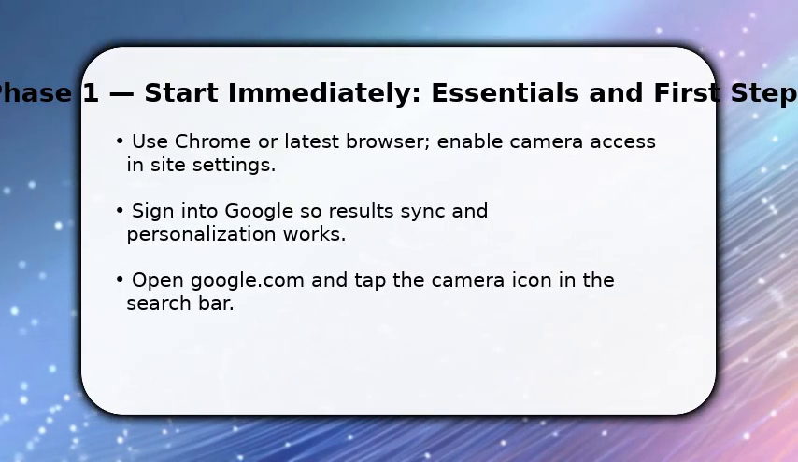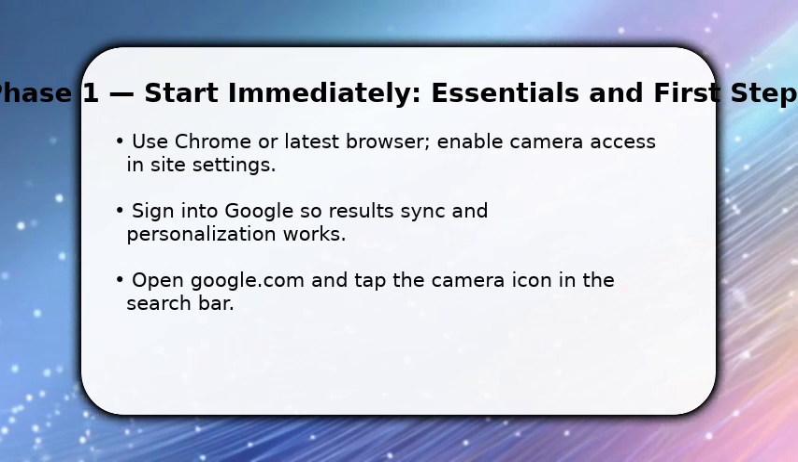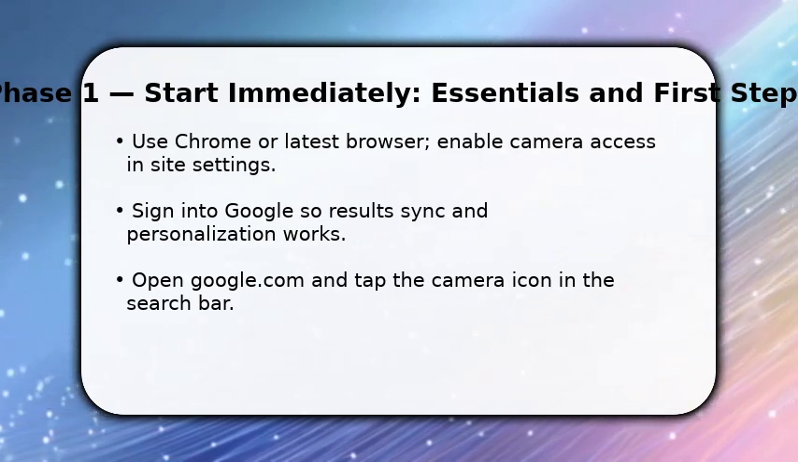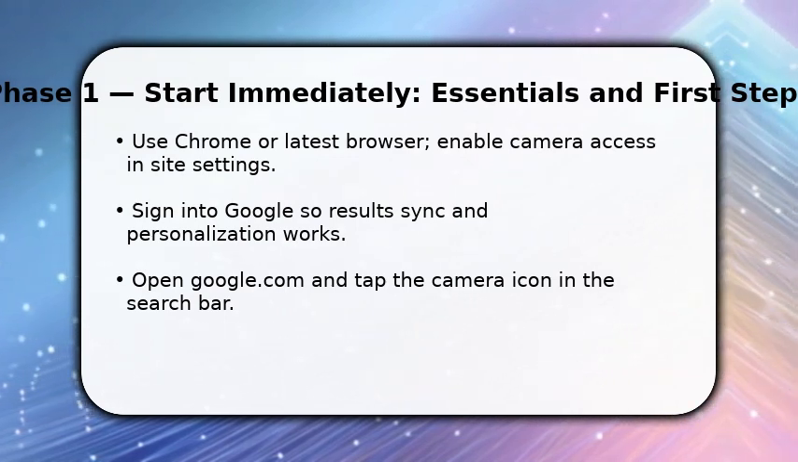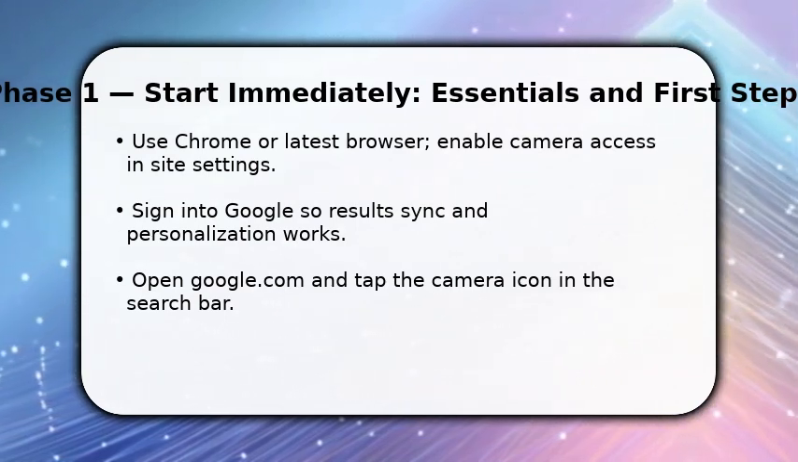You start by allowing quick access. Enable camera permission in your browser or device settings so Google can capture images. Once done, sign into your Google account to preserve context and personalization.